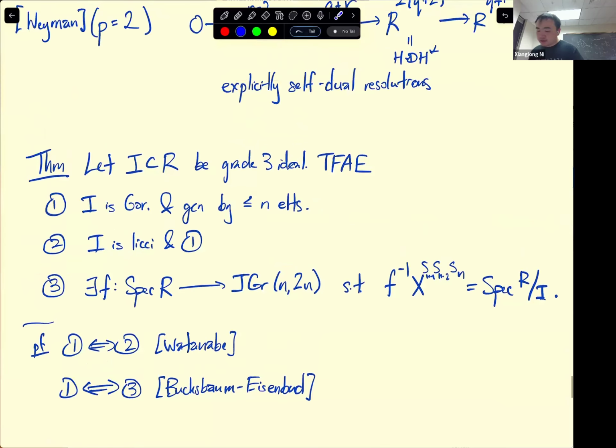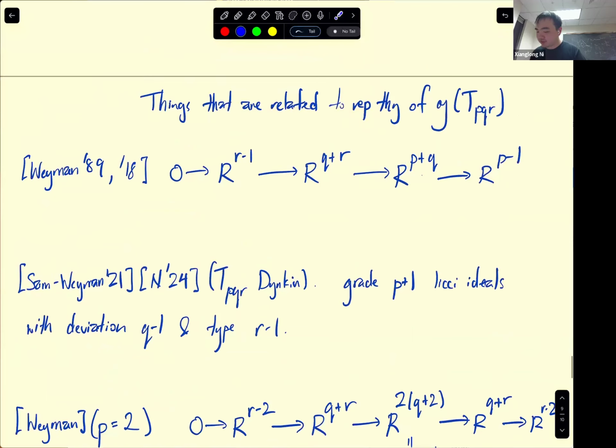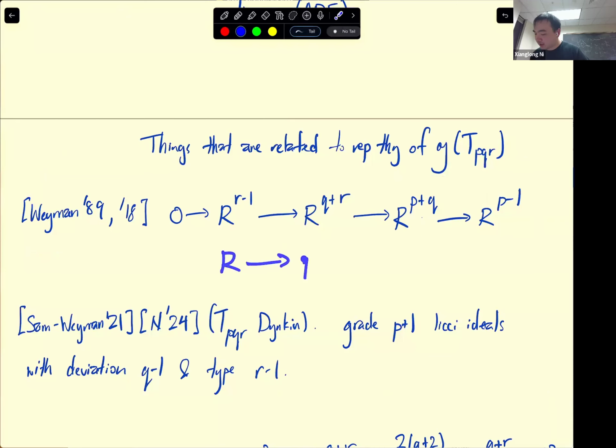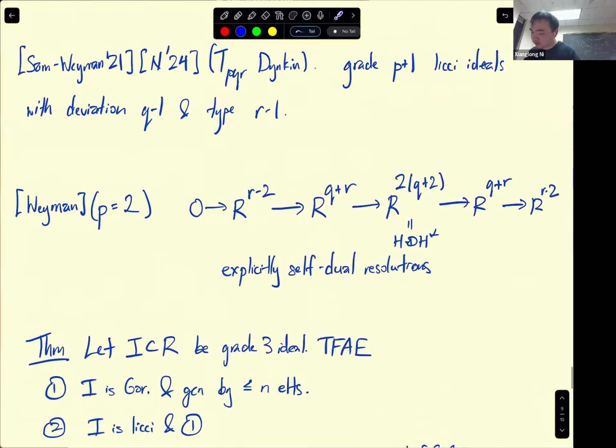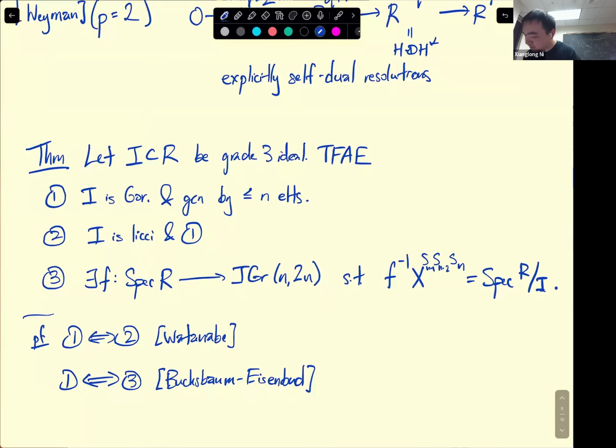So, how does this relate to the earlier thing? Well, if you go back here and look at this statement, when do you get R, Rn, Rn, R? That's the case that little r is 2, and q is n minus 2, and p is 2. So this condition corresponds to the diagram T 2, n minus 2, 2.